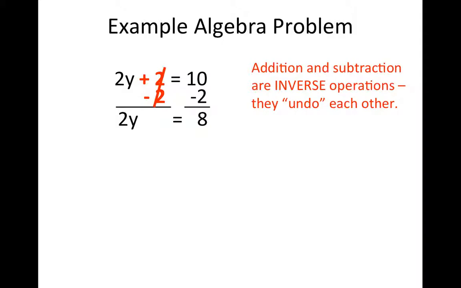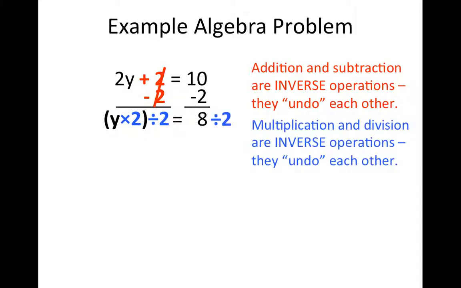And saying 2y is the same thing as saying 2 times y, or I could flip that around as y times 2. And so if it's y times 2, to get rid of that, I would divide by 2. But again, I can't divide by 2 on just one side. I have to divide by 2 on the other side. And that is because multiplication and division are also inverse operations.